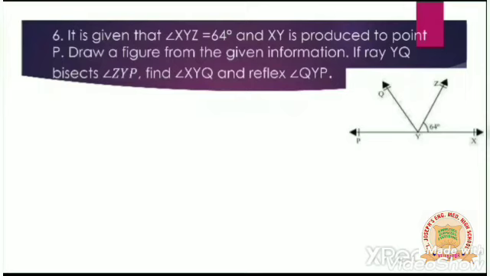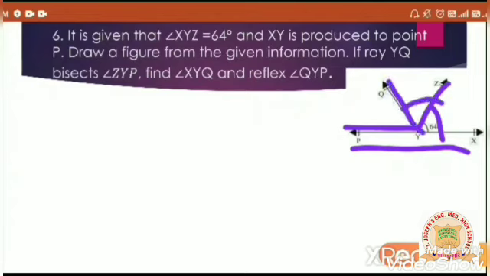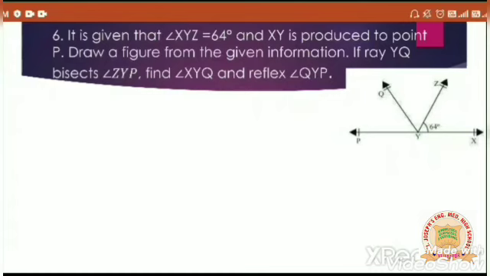It is given that XYZ is equal to 64 degrees and XY is produced to point P. Just see the question, what they have given: this angle they have given, and XY is produced to point P, that is, XY is extended to point P. Now from the given information we have to draw it in such a way that the YQ ray should bisect ZYP. This is ZYP, and this YQ ray will bisect the angle. Bisect means they will divide it equally. Now what we need to find out is XYQ and reflex.